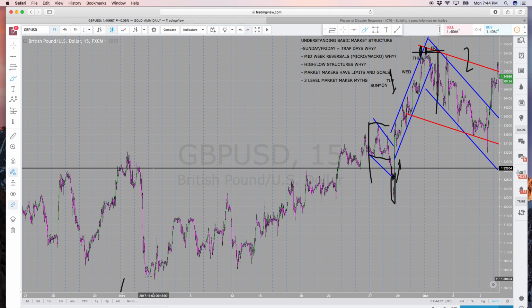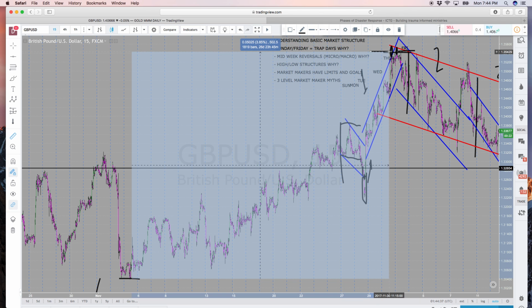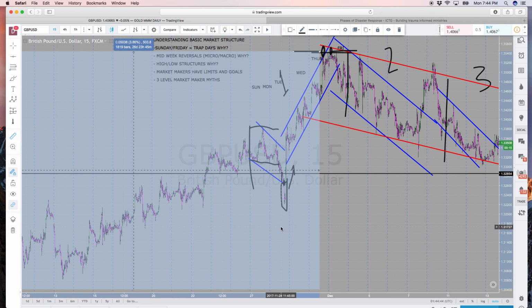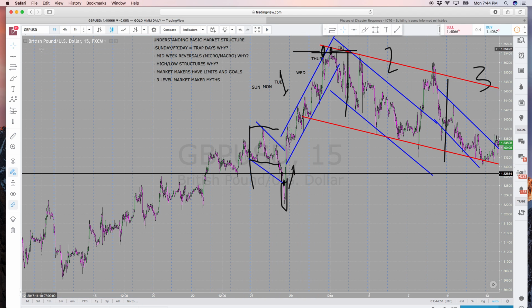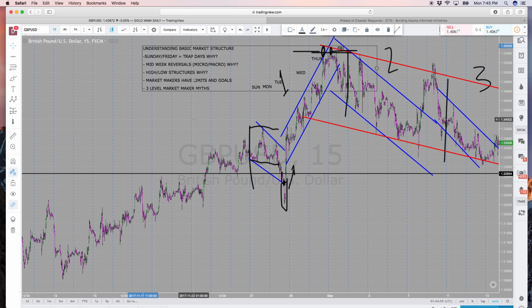This is November. So this is the low of November, and this is the high of November. The market maker had a limit on the month of November of 500 pips. He could not exceed 500 pips. So, understanding basic market structure, the market makers have limits and goals, right?